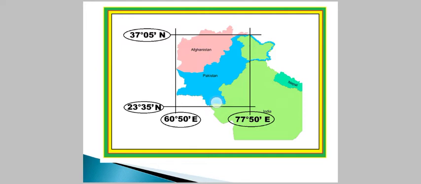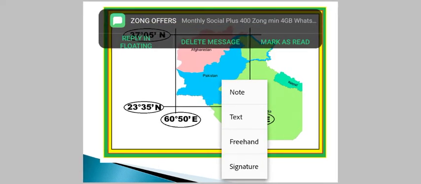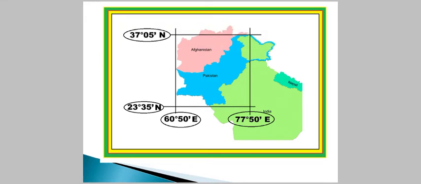Here you can see this area is the southernmost tip of Pakistan, the Rann of Kutch area, and the latitude of this area is 23 degrees 35 minutes north. And the northernmost part of Pakistan, that is this area, the area of Chitral, its latitude is 37 degrees and 5 minutes north. So Pakistan's latitudinal extent is from 23 degrees till 37 degrees north.